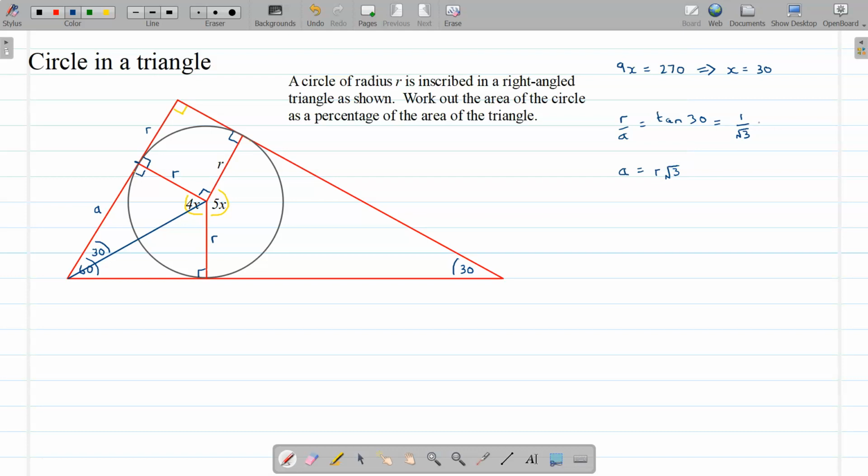Now that's the first thing I'm going to be making use of. So what I'm actually saying is that the total length across this side of the triangle, if I put an arrow across there to show it, is r plus r root 3, because we just worked out what A is. So r plus r root 3, which can also be written as r brackets 1 plus root 3.